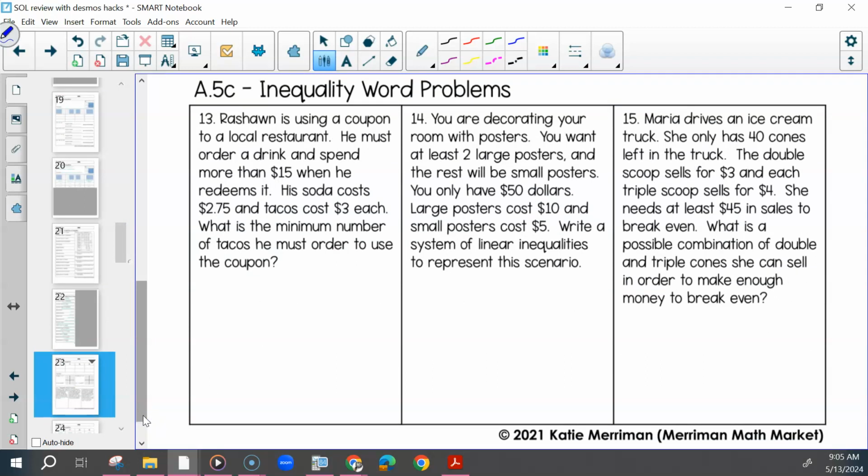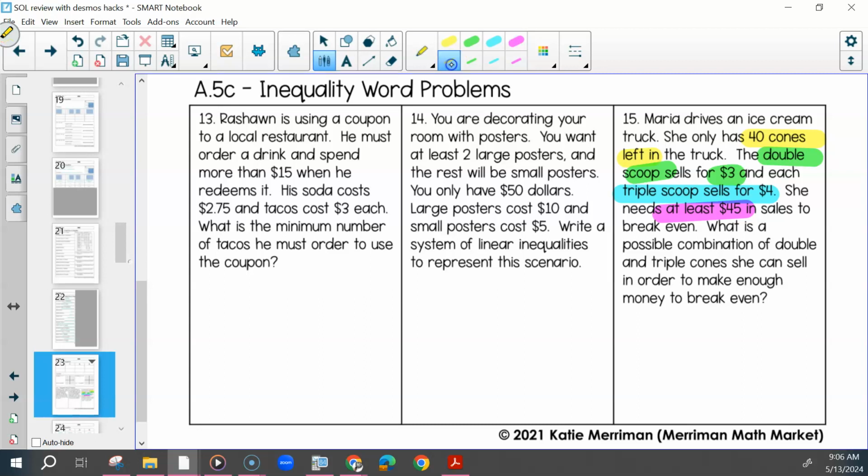So you will have access to a highlighter inside the SOL. Be sure that you go through, highlight what's important. I'll do that as we read. Maria drives an ice cream truck. She only has 40 cones left in the truck. The double scoop sells for $3. And each triple scoop sells for $4. She needs at least $45 in sales to break even, so she won't owe money and won't make more of a profit for breaking even.